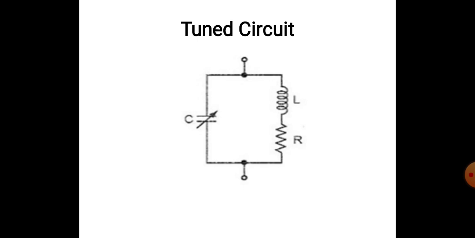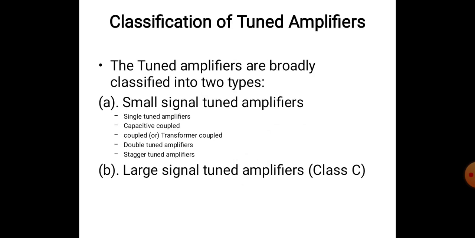Now let us see what the various types of tuned amplifiers are. This is the classification of tuned amplifier. It is broadly classified into two types. One is small signal tuned amplifier and the other one is large signal tuned amplifier. The small signal tuned amplifier, as the name indicates, amplifies only a weak signal or low quality signals. In large signal tuned amplifier, the output power and efficiency are more. Hence, it is called large signal tuned amplifier. Generally, a class C power amplifier is used for large signal tuned amplifier.